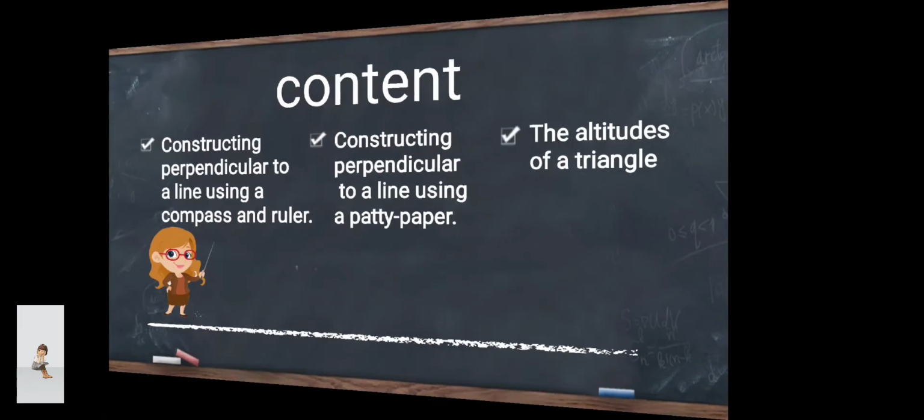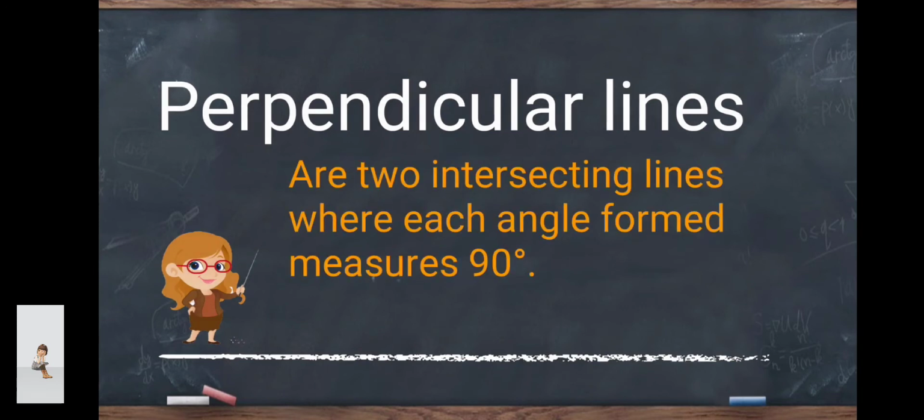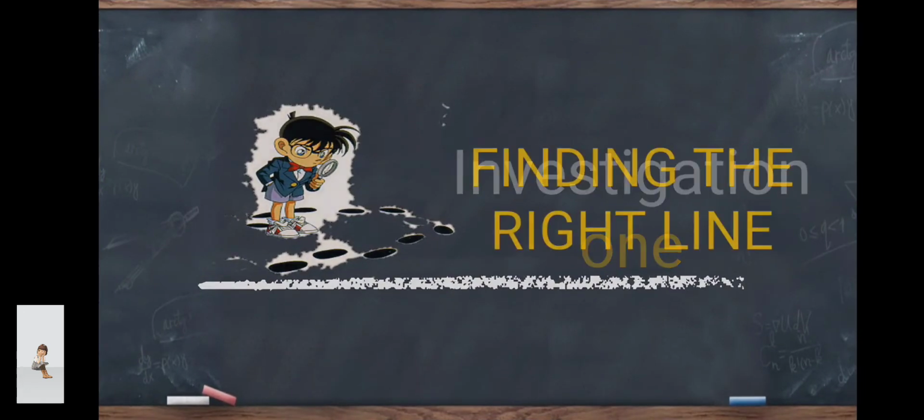Before we start, what is perpendicular lines? Perpendicular lines are two intersecting lines where each angle formed measures 90 degrees. Let's proceed. Investigation number 1, finding the right line.